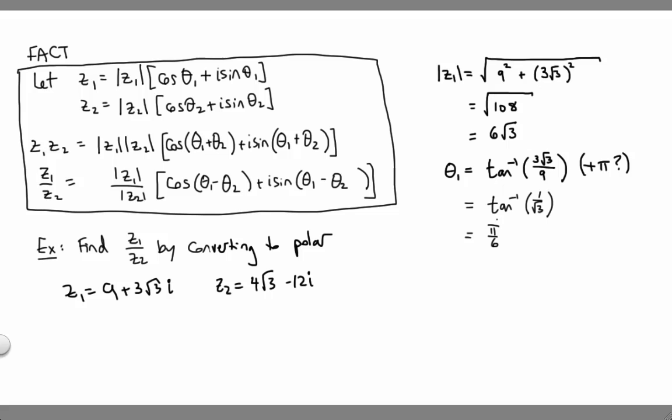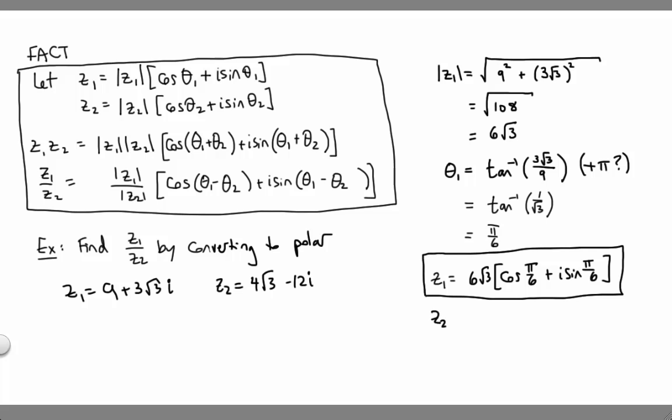So what that does is allows us to rewrite z1 in polar. Our length is 6 root 3, and polar form always has the form length times cos of our angle plus i sine of our angle. So 6 root 3 times cos of pi over 6 plus i sine pi over 6. Great, so let's do the same thing for z2, perhaps a little bit faster. So length of z1, maybe I'll just put this in a box because we're going to use it in a minute.